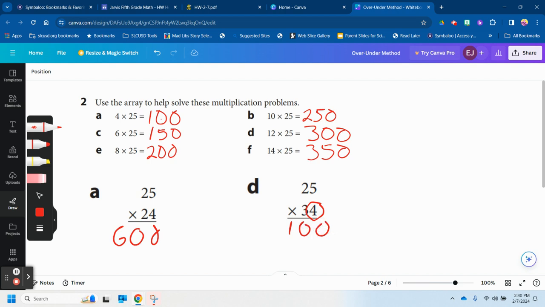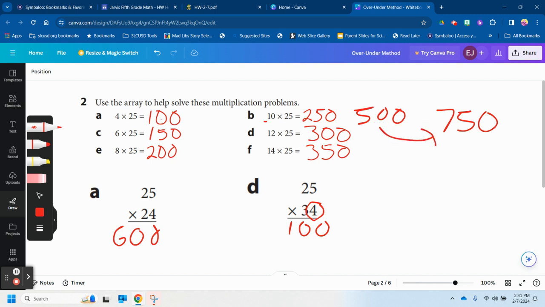How do I get that? Well, I have 10 times 25 is 250. So 20 times 25 would be 500. 30 times 25 would be another 250 plus 500, which would be 750. So I'm counting by 250s. 250 more is 500. 250 more would be 750.